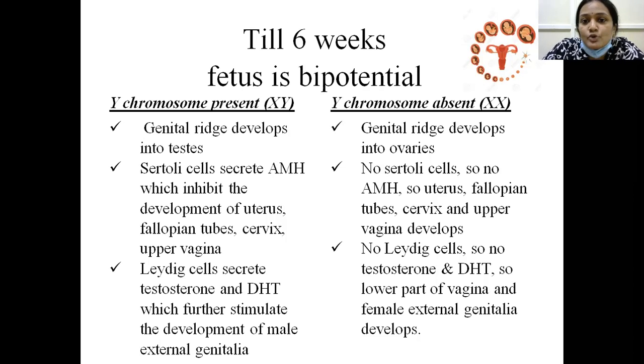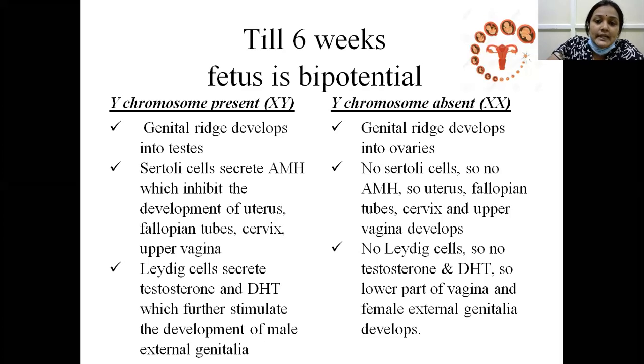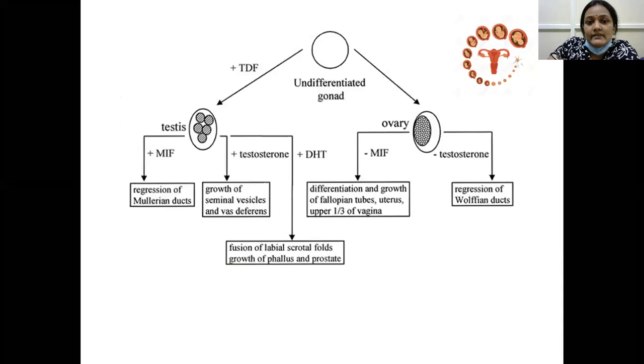When there is no Y chromosome as seen in XX, that means the female, the genital ridge is going to develop into ovaries. As there are no Sertoli cells, there will be no AMH. So no anti-Mullerian hormone means the Mullerian development will be continued, and the uterus and fallopian tubes develop. And there are no Leydig cells, so there is no testosterone and no dihydrotestosterone. So it will develop into vagina and lower part of vagina, and female external genitalia will be developed.